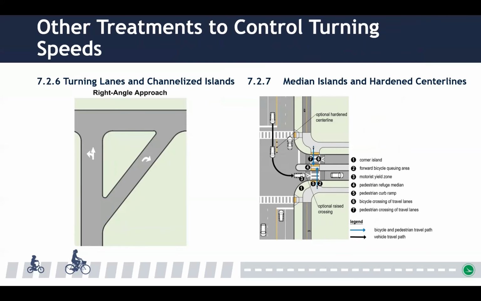Two additional treatments are discussed in 7.2. Channelized islands for right-turning vehicles and median islands or hardened center lines for left-turning vehicles. A channelized right turn may be preferable to a larger corner radius to decrease the street crossing distance for pedestrians and bicyclists. These are common at skewed intersections or other overbuilt roadways with large curb radii and cross sections. The guide covers channelized island geometry to encourage slower speeds and provide visibility between users.